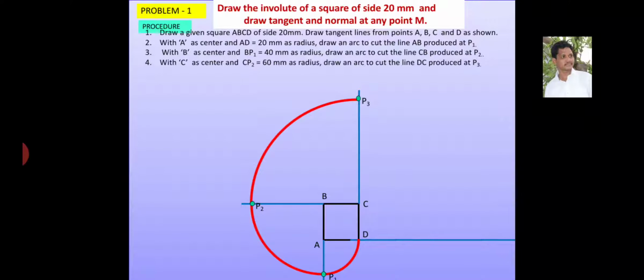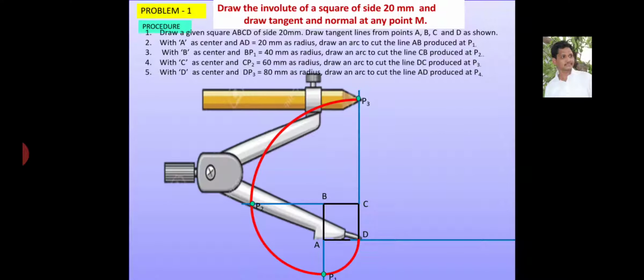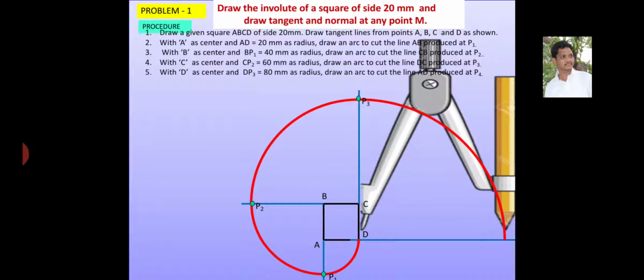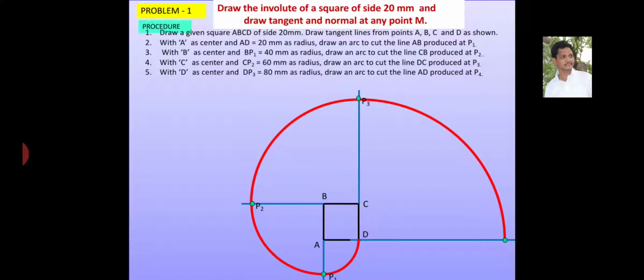Now similarly, D as center and radius equal to DP3, DP3 equal to 80 mm. Draw an arc to cut the line AD produced at point P4. Okay, this is point P4. Now this is our required shape of the involute.